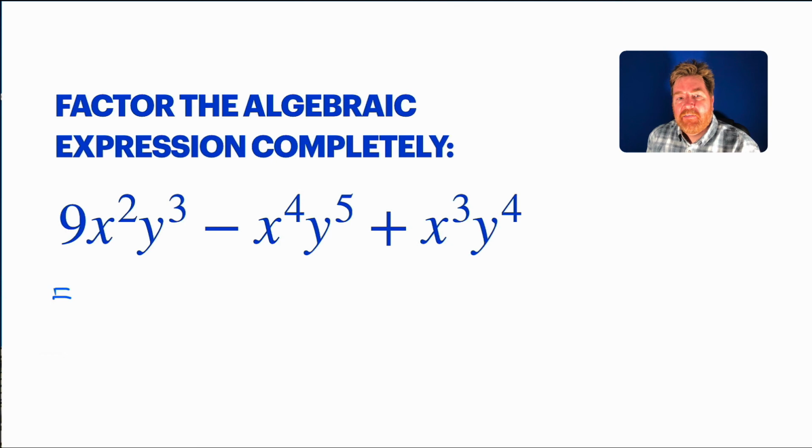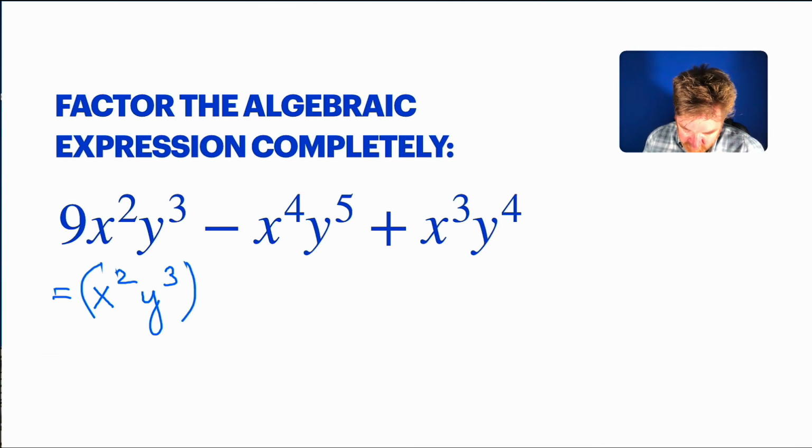Let's take a look at the x's. The first term has 2 factors of x, right? xx. Second one has 4, and the third term has 3. So what's the most we can get out of all 3? How many x's are common to all 3 of them? 2. Good. So let's put that down first. Every term has at least 2 x factors. How about the y's? Same thought process. I see 3 in the first, 5 in the second, 4 in the third. So that means each term has at least 3 factors of y. So there's our factor.